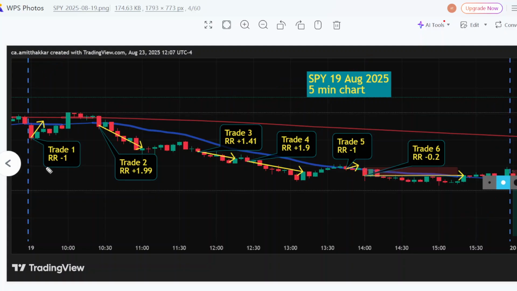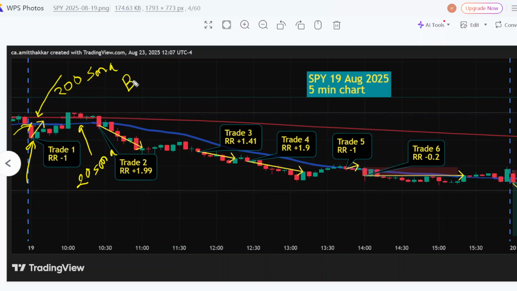Now, as per our strategy, the red color is the 200-day simple moving average. The blue color line is the 20 SMA, and the market opens below both of them, and the first candle is a red candle. So because the market is below the 20 and 200, we are bearish about the market, and the first candle is a red candle.